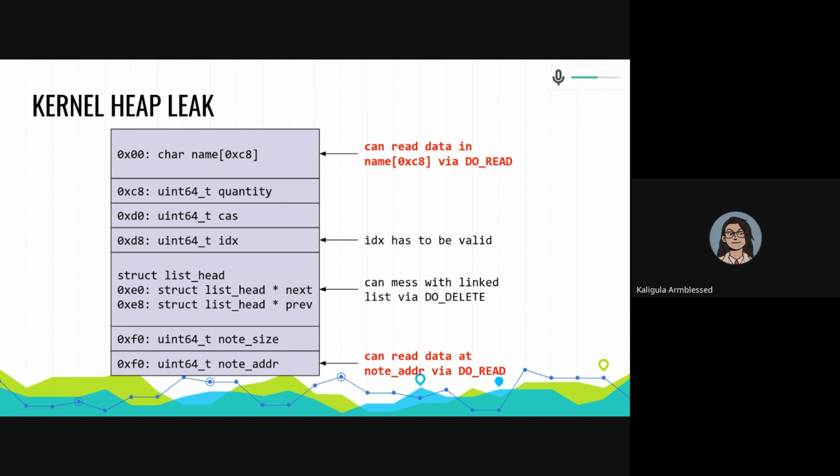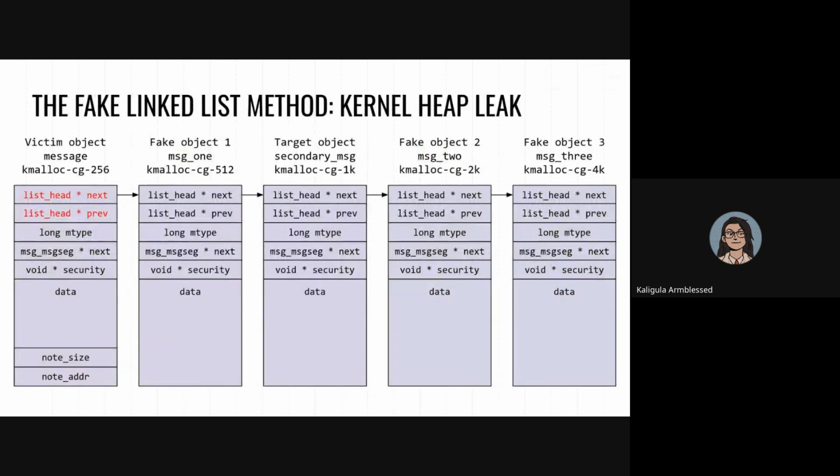So remember that I said that we can leak data from the name via do_read, and we can leak data and node address via do_read as well, but that will be an arbitrary read. So we're going to exploit this function of the chemical object to get a read on all the object addresses that we want. First things first, we are going to read name from chemical to leak the list_head next and list_head prev pointers from our victim object message, because this will point to fake object 1, and we want the address of all the objects that we have here.